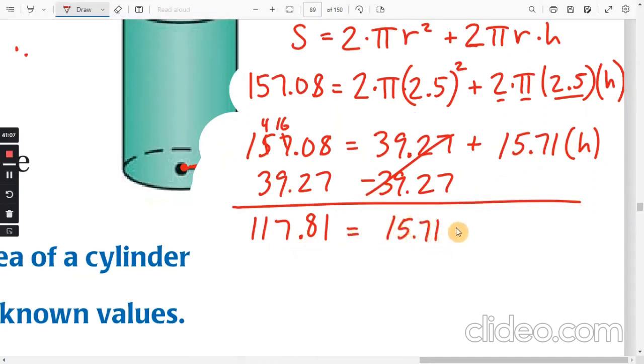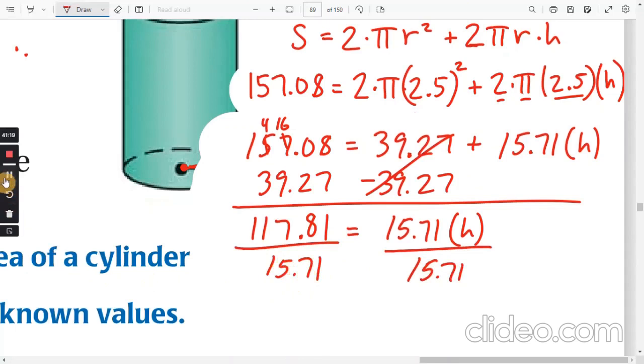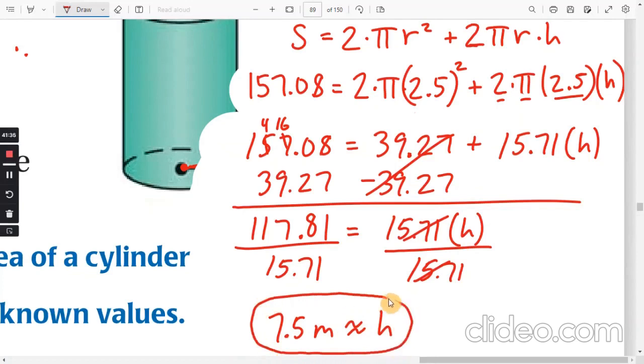times h. Okay, and dividing both sides by 15.71. It cancels here. And rounding off to 1 decimal, I still get 7.5. And that was in meters. And that equals h. So yeah, if you round off, it's still the same answer. It's a little more accurate the way I did it the first time. But this may be easier to digest for some people.